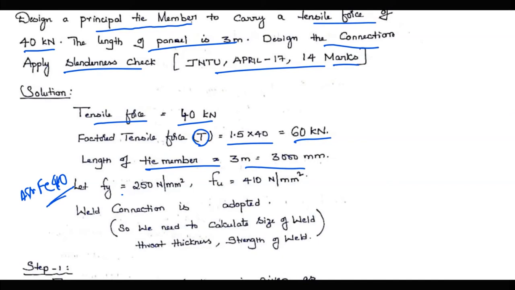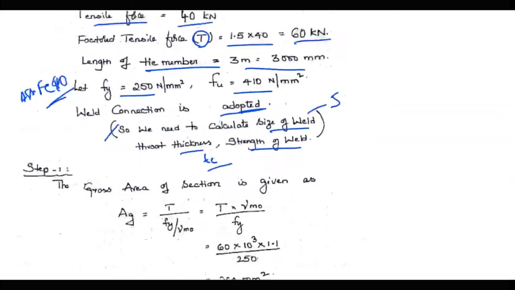So Fe410 grade of steel is going to have yield strength 250 and ultimate strength 410 Newton per mm square respectively. So weld connection is adopted. So we need to calculate the size of the weld, throat thickness, and strength of the weld also. We have done this kind of problem in our unit 1, so you need to refer to that problem there.